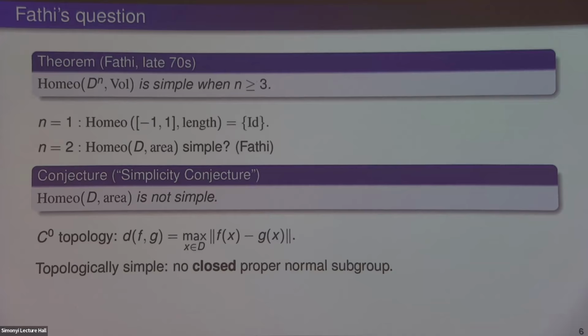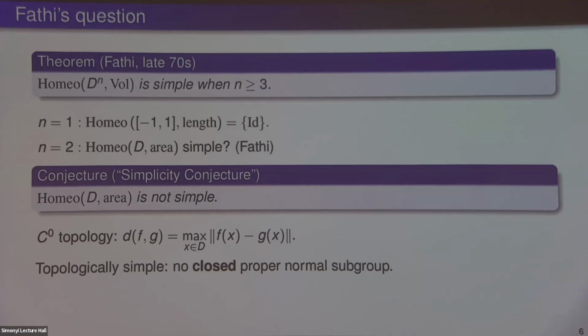And this fact is not that difficult to prove, and I'm certain it was known to Fathi at the time when he wrote his paper. Okay? And so this topological simplicity of the group already gives you a hint as to why the question is kind of tricky. So imagine you wanted to prove this conjecture.